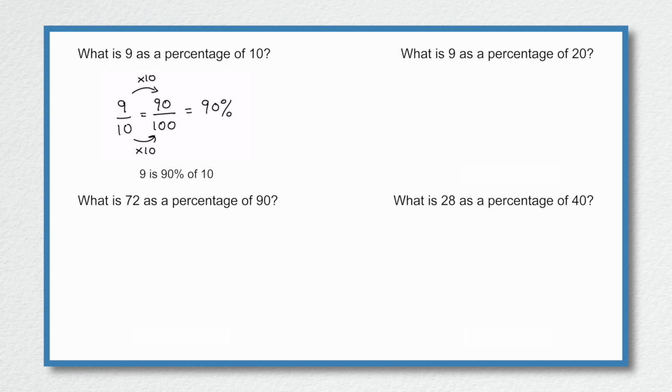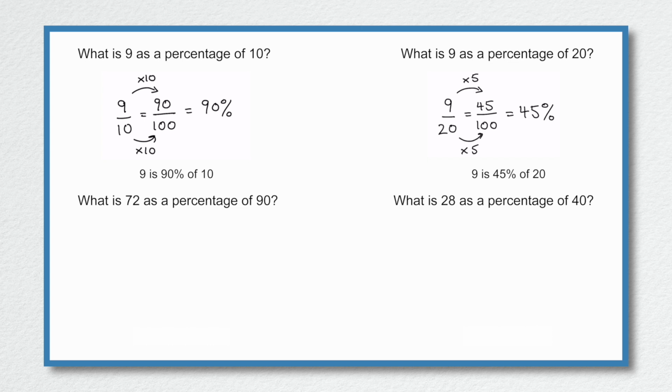What is 9 as a percentage of 20? So we have 9 over 20 as a fraction, and we want to turn this into something over 100. Well, if we multiply the denominator by 5, we end up with 100. Therefore, we have to multiply the numerator by 5. 9 multiplied by 5 is equal to 45. So we end up with 45%. So 9 is 45% of 20.